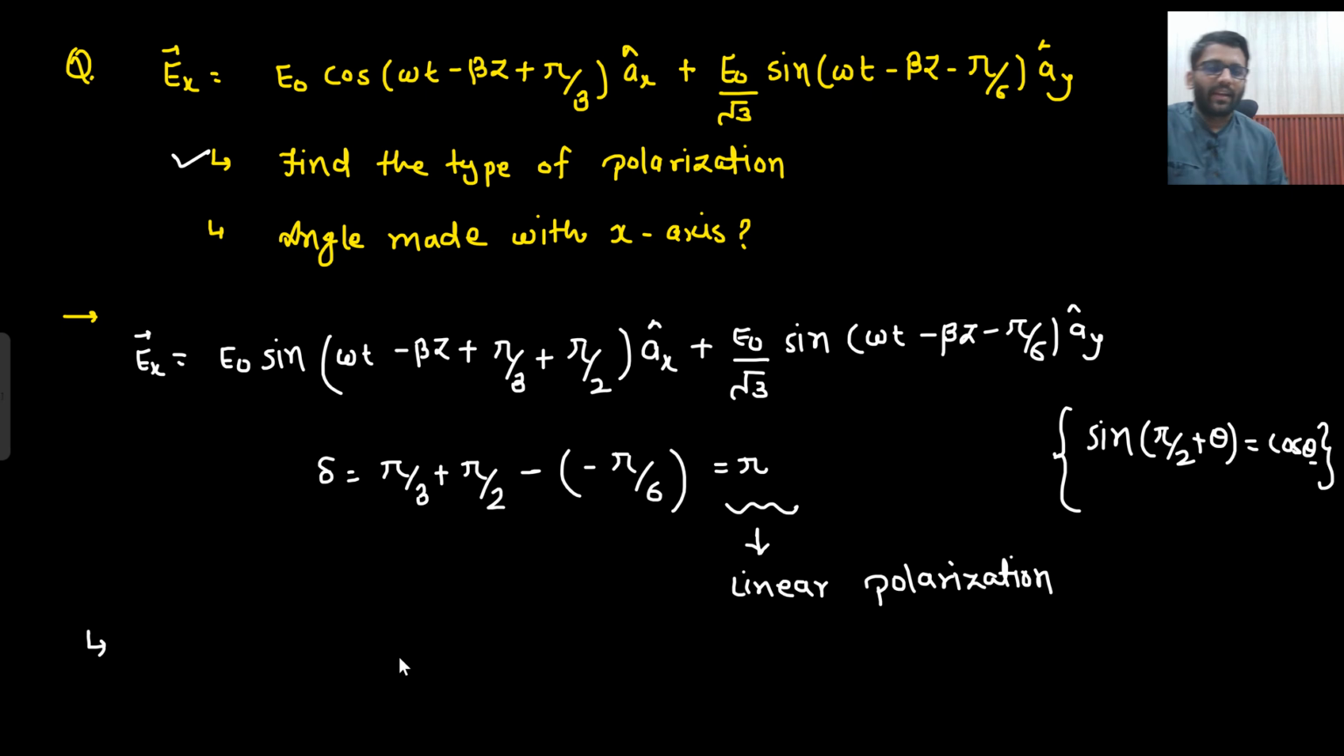So you need to tell the angle made with the x-axis. How will you draw the geometry? I will put z equals 0 and then draw the diagram on the xy plane, and then I will put t equals 0, t equals T by 4, t equals T by 8. In that manner I will go.